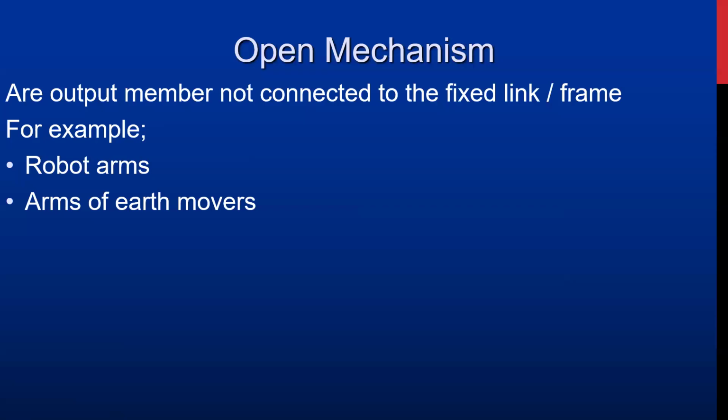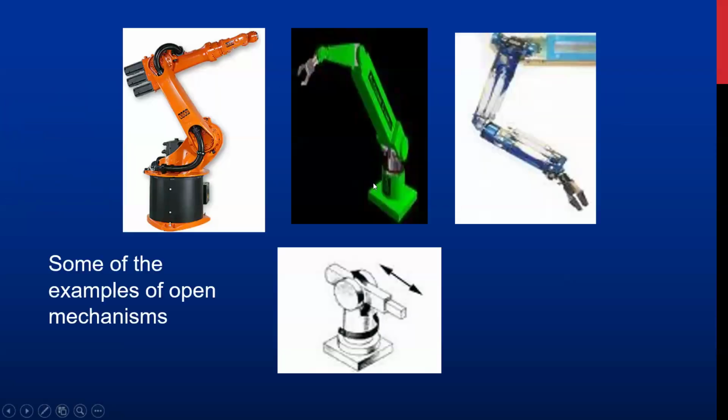For example, the robot arms. All of us have seen the robot arms. They're not on a fixed link. Others are arms of earth movers, the Komatsu kind of arms. They're not connected to a fixed link or frame. So now you can see this is a robot, and you could see its arms are not fixed anywhere. These are some of the examples of open mechanisms.